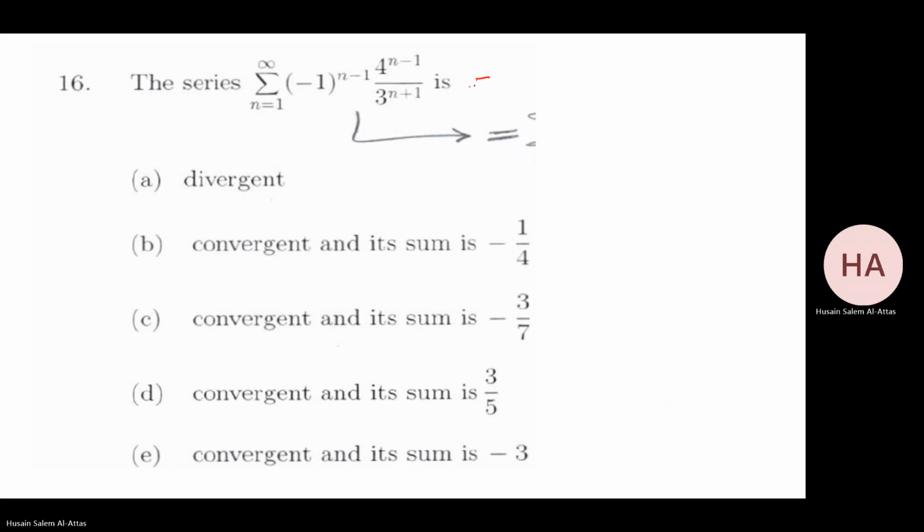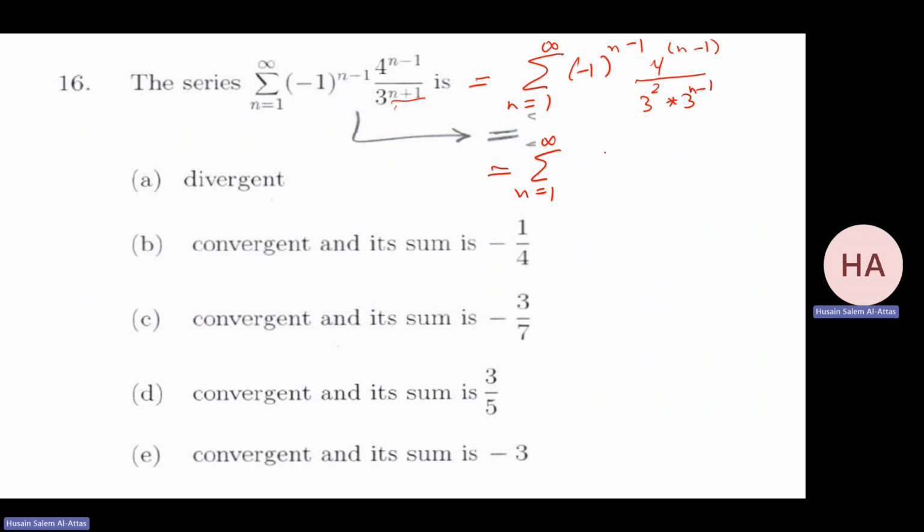This one, we'll do the series from 1 to infinity. That will be minus 1 to the power n minus 1, or I can write it as 4 to the power n minus 1. I make everything in terms of n minus 1 over 3. What do you have here? I can make it 2 times 3 to the power n minus 1. When I add them, I get n plus 1. That will be the sum from n equal 1 to infinity of 1 over 9, then minus 4 over 3, all to the power n minus 1.